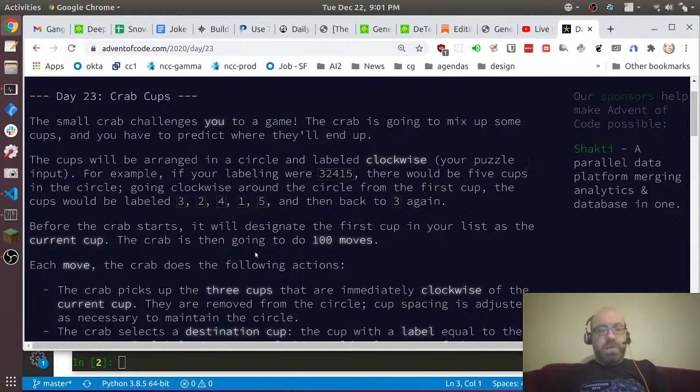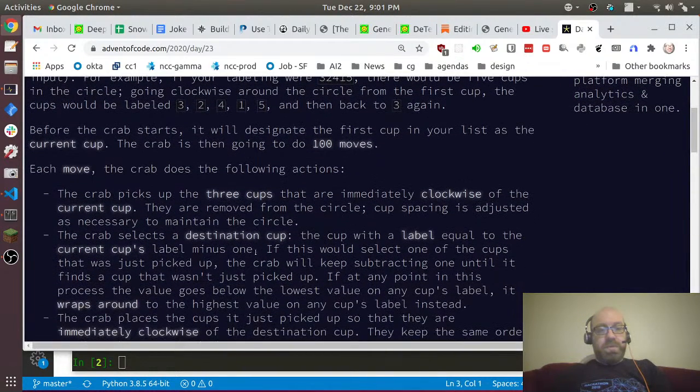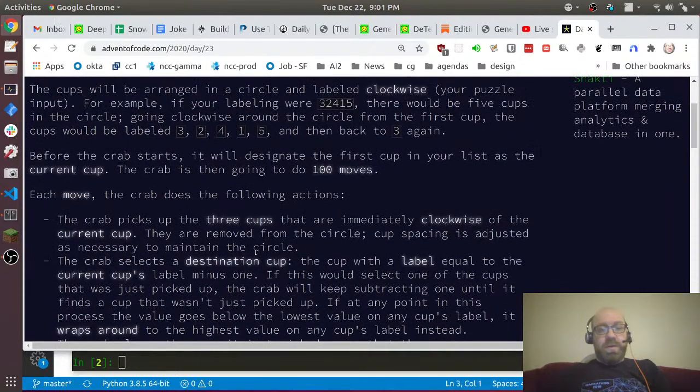The crab is going to do 100 moves. Each move, the crab does the following actions. The crab picks up the 3 cups that are immediately clockwise of the current cup. They are removed from the circle. Cup spacing is adjusted as necessary to maintain the circle. The crab selects a destination cup, the cup with a label equal to the current cup's label minus 1. If this would select one of the cups that was just picked up, the crab will keep subtracting 1 until it finds a cup that wasn't just picked up.